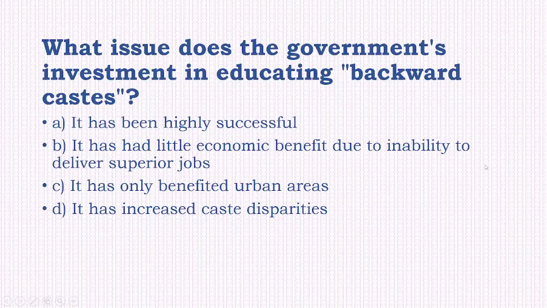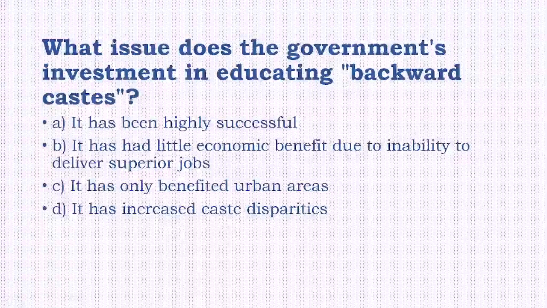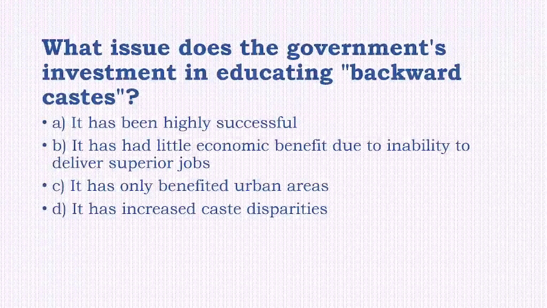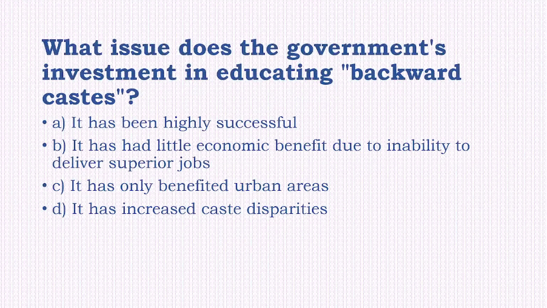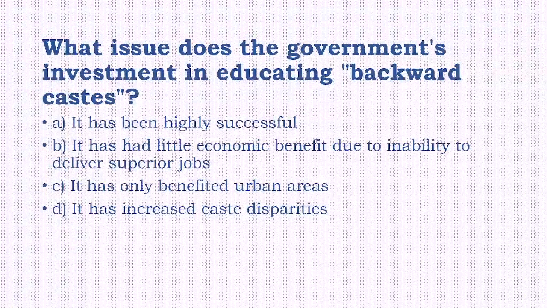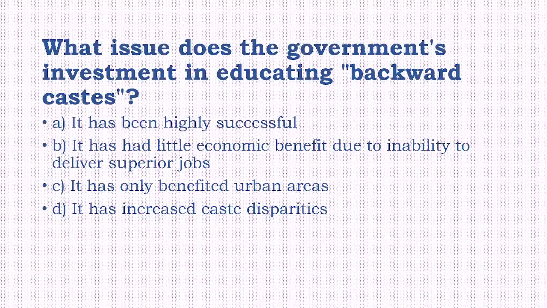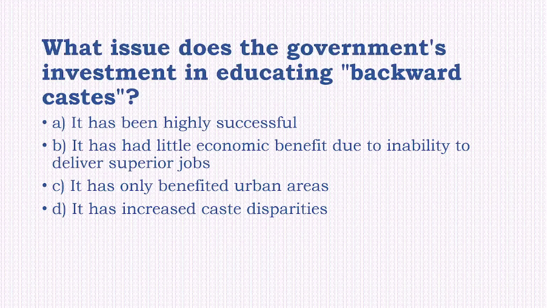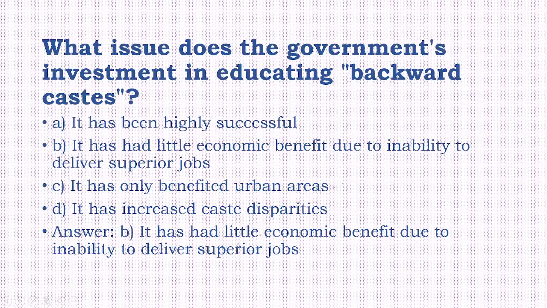Next, what is the issue with government investment in educating backward castes? Options: it has been highly successful. It has had little economic benefit due to inability to deliver superior jobs. It has only benefited urban areas. It has increased caste disparities. The answer to this question is option B, that is it has had little economic benefit due to inability to deliver superior jobs.